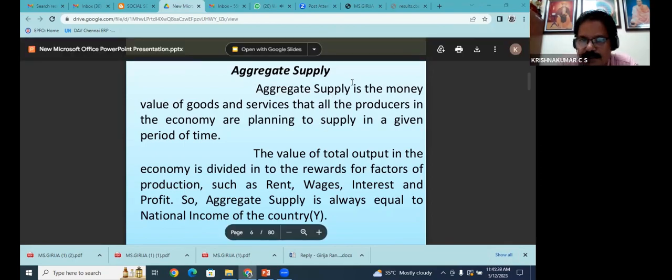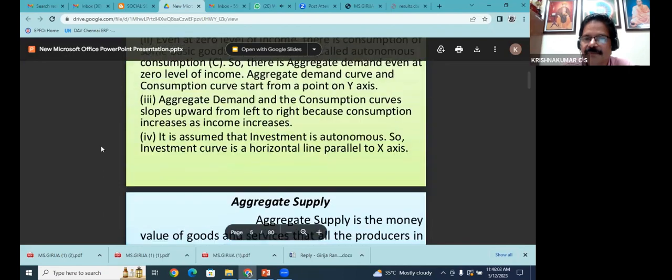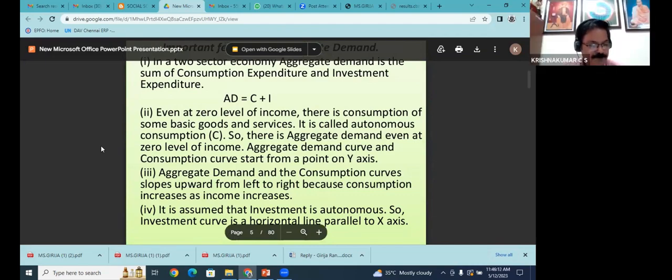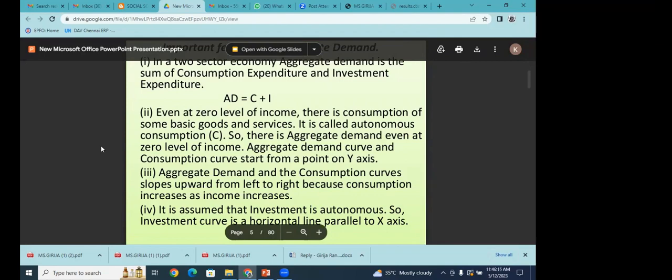So please introduce the concept of aggregate supply. And the aggregate supply is always equal to national income. Tell the children, ask them the question, why? Why do you say that aggregate supply is always equal to national income? Can you tell me why is aggregate supply always equal to national income? Because the aggregate supply, they are getting income. Yes, ma'am. All the value of goods and services produced, it is the income for household as well as firm.